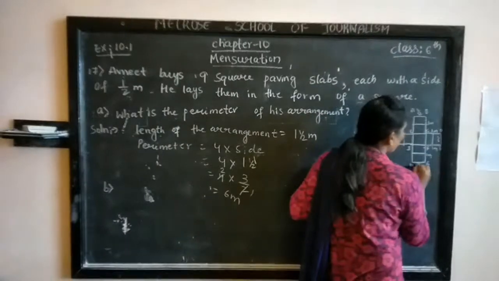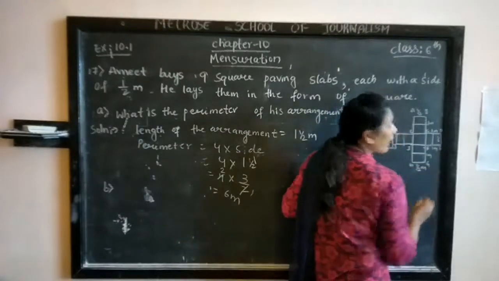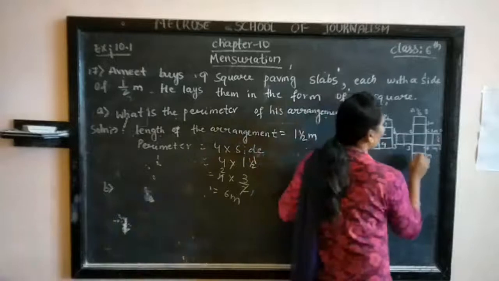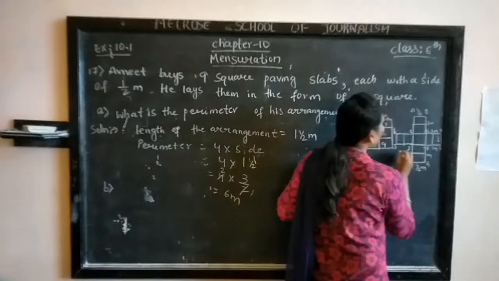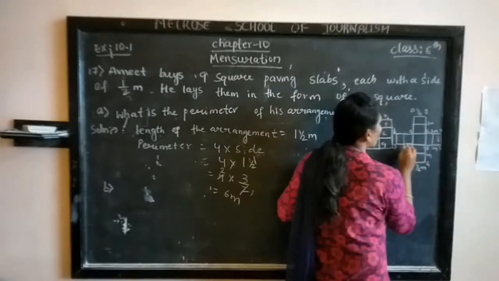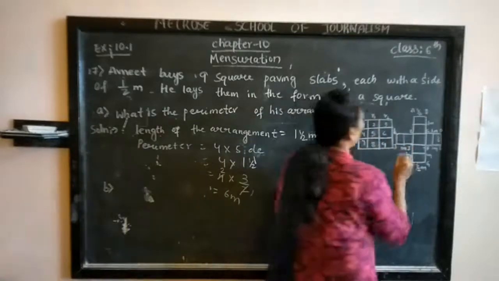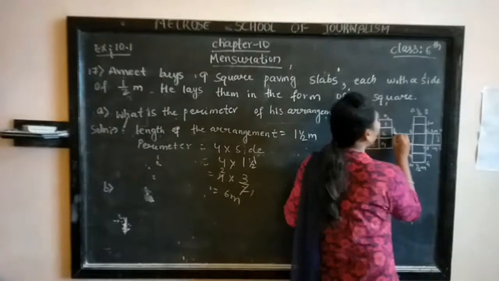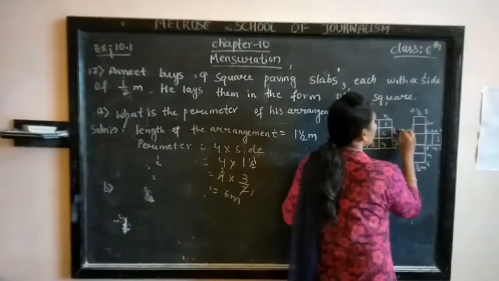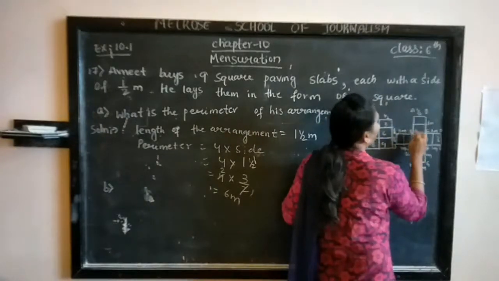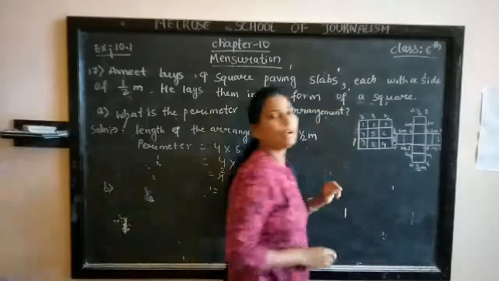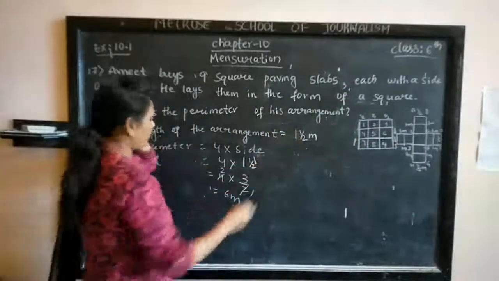And G to H also 1 slab, half meter, and H to I is 2 slabs, 1 meter, I to J is 2 slabs, 1 meter, and K to J is 1 slab, half meter, and K to L is 2 slabs, 1 meter, and A to L is 2 slabs, 1 meter. Now find out the perimeter of that arrangement.